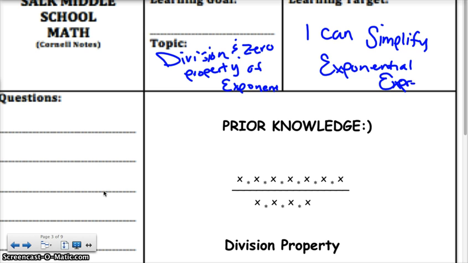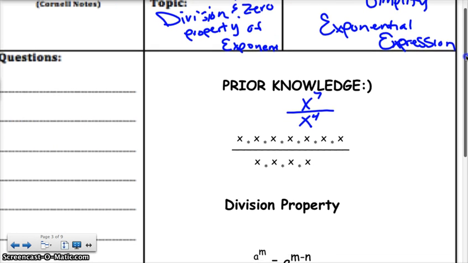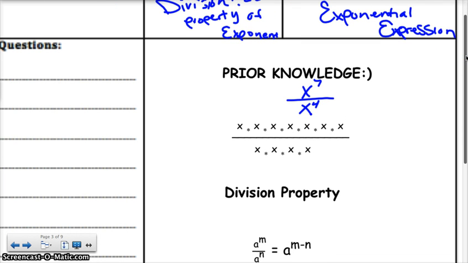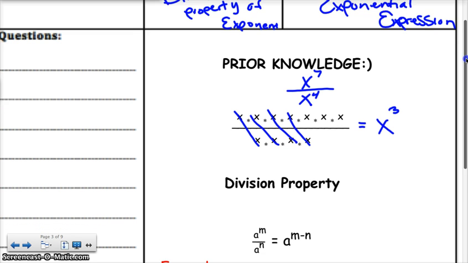We're going to start off with some prior knowledge. Recall that if I had x to the 7th over x to the 4th, you could expand it out like I have shown here. We expanded the x 7 times, and we expanded the x 4 times on the bottom, and then what did we do? Crossed them out. Many of you developed a pattern. We were left with x cubed.